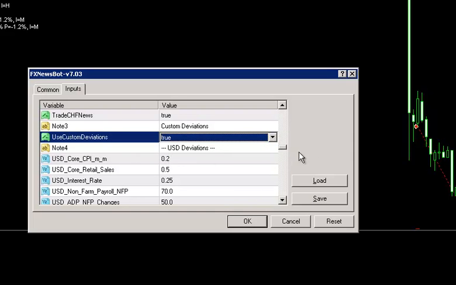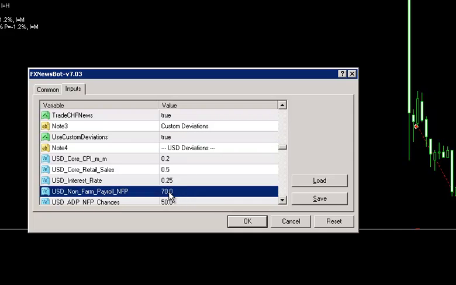And the way you can get the best of the best news releases is you put this on true, and then it would only trade these news releases if these deviations are met. If they aren't met, then it would ignore it. For example, say there was a non-farm payroll and you're trading only custom deviations. When that came out, say the deviation was only like 50, which still can be a pretty huge move, the EA wouldn't take it because it wasn't 70. If it hit your 70 deviation, you would be almost guaranteed profit, even after the spike.